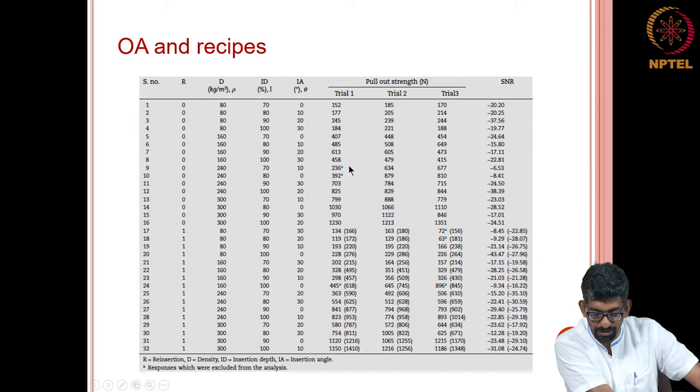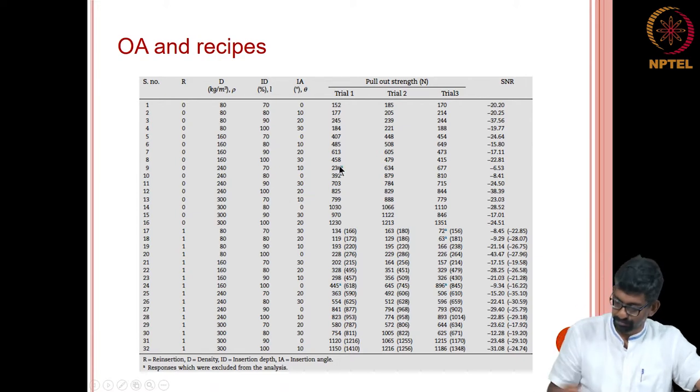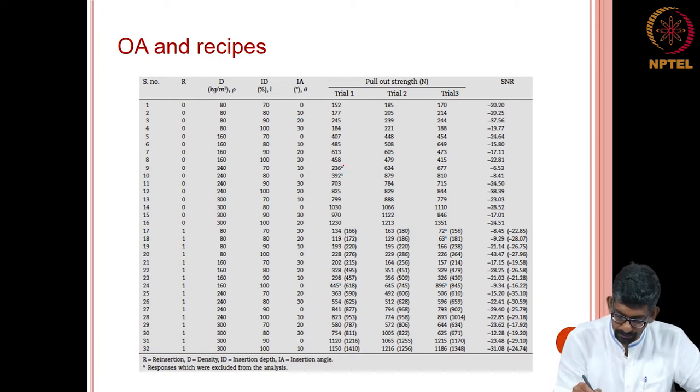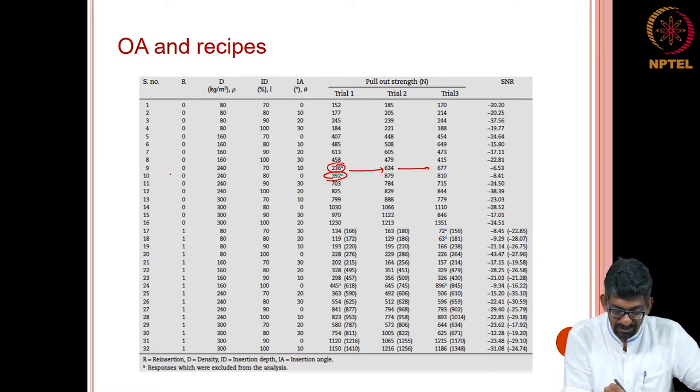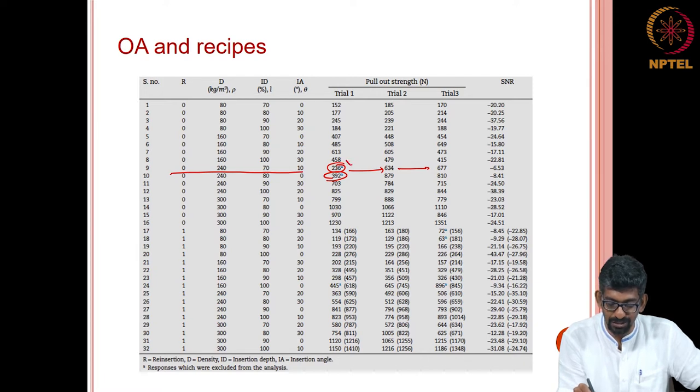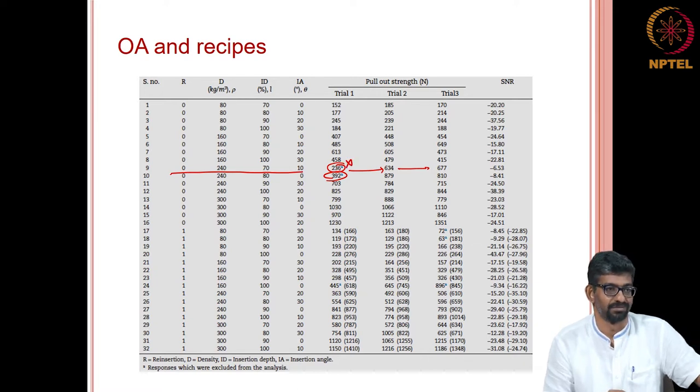If you see, I don't know whether you are able to see, there is a small dot here. You can see 236, 634 and 6677 are the other 2 tests, whereas this test gave 236 for this configuration. So we know that this one is an outlier. But here we can do it visually, but when you are giving it to the doctor, they cannot go and do all these things.